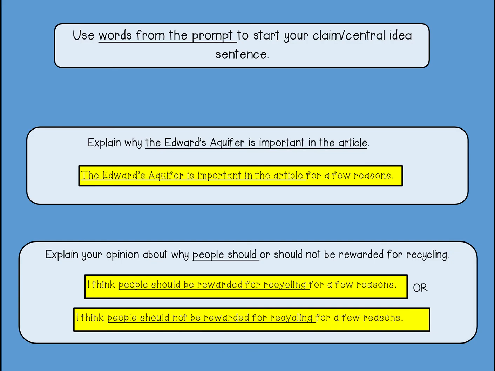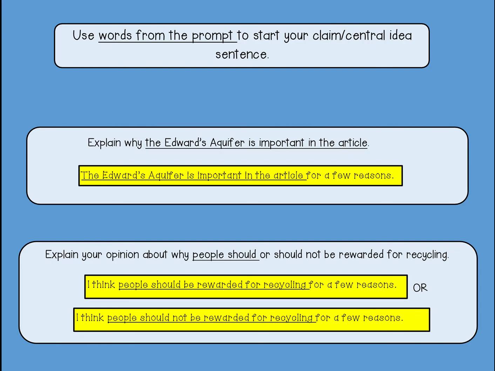So if we had the first example here, explain why the Edwards Aquifer is important in the article. We're going to tell them to look right past that word why. The next word is the. That's the word that they will use to start that central idea. The Edwards Aquifer is important in the article for a few reasons.